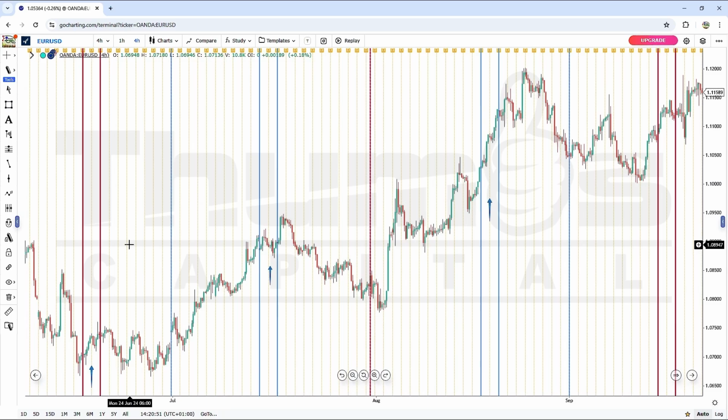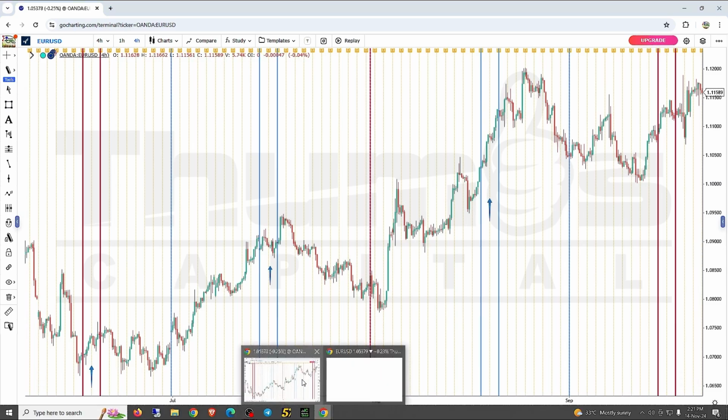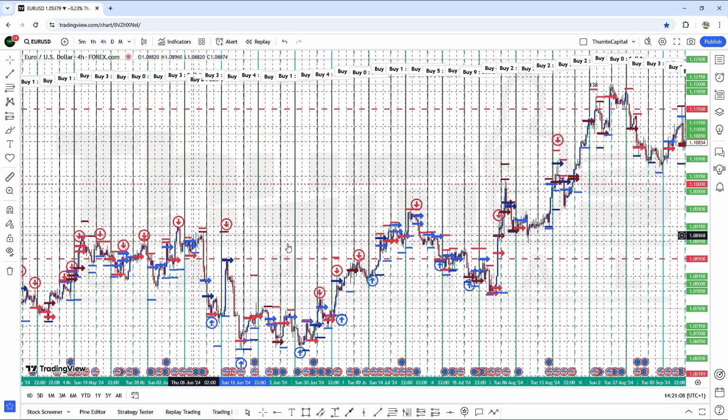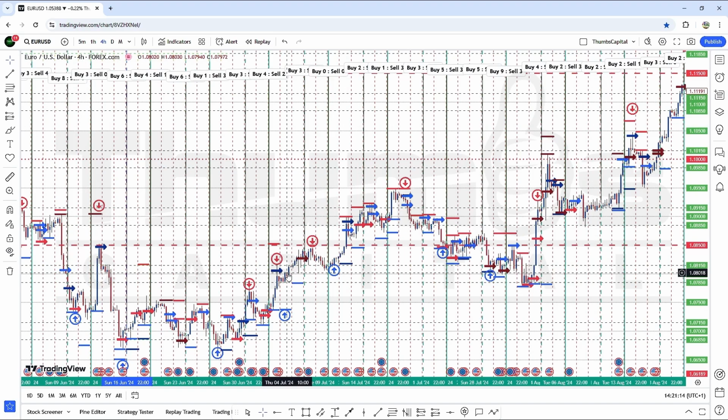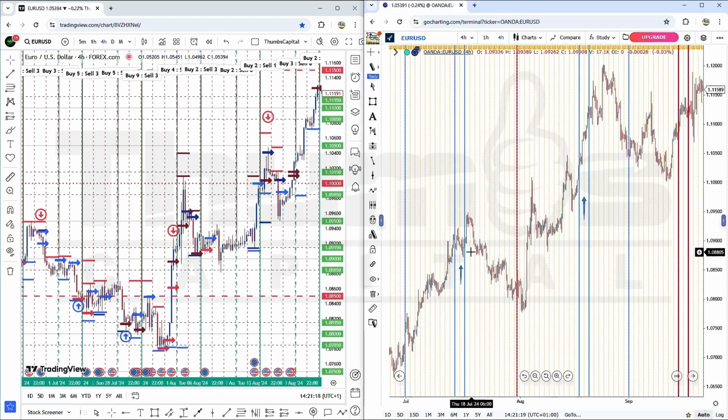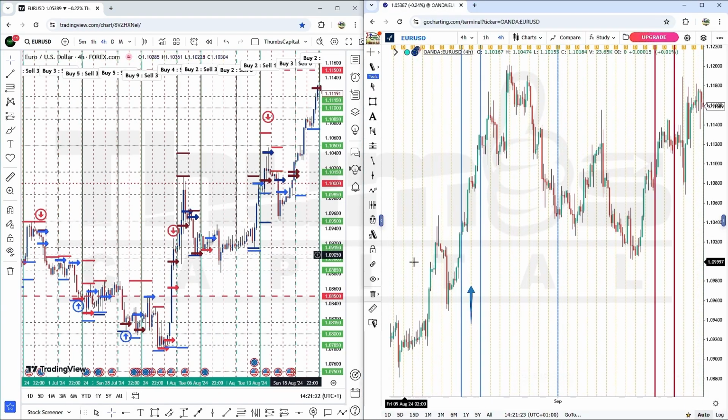So to do that, I need to go to my Euro USD chart where I mark my orders and look at all the heavy orders within that period and mark them. So I'm going to run through that and come back after that is completed.